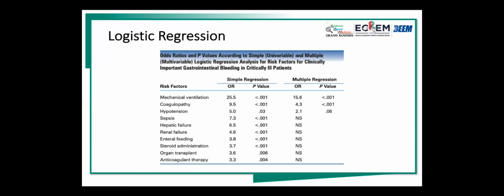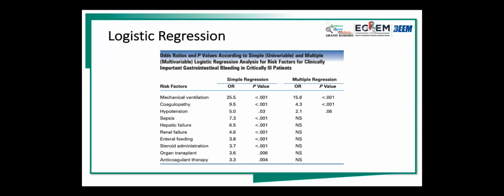Now, when they did a multiple regression model where they looked at all of these factors together, what they actually ended up finding was that the only two risk factors that are directly related to bleeding are mechanical ventilation and coagulopathy. All of the other risk factors that we thought were related are actually related to both mechanical ventilation and coagulopathy, right? All of the variables that predicted bleeding in the univariate analysis were correlated with either mechanical ventilation or coagulopathy, so when you put them in the multiple regression model, you could not find any statistical significance.